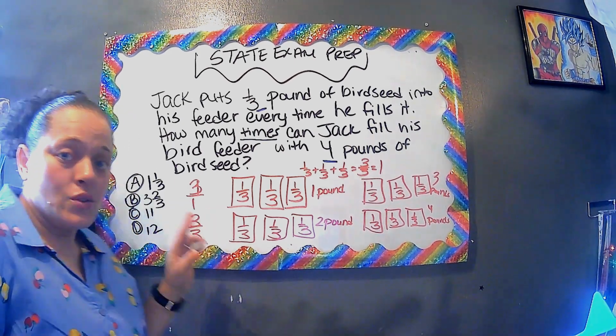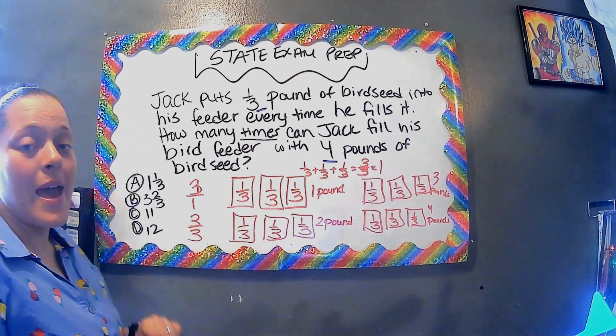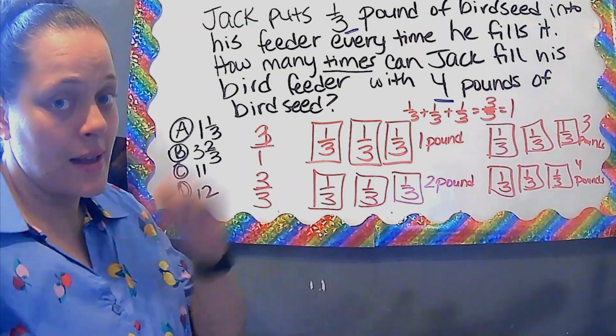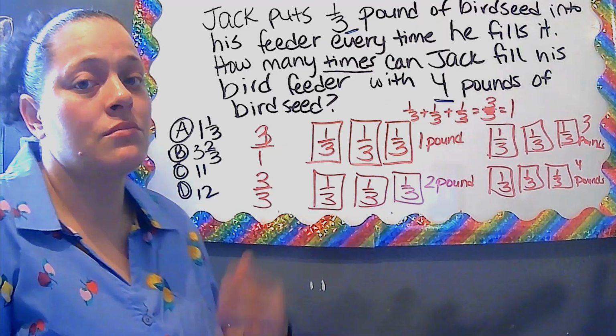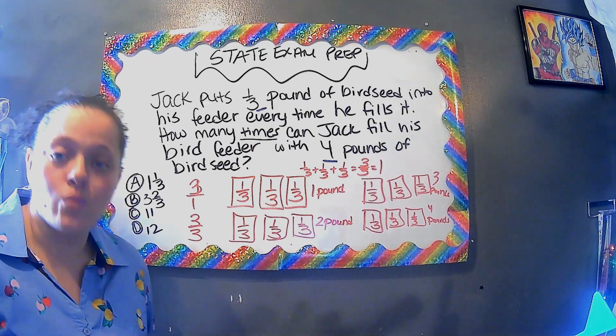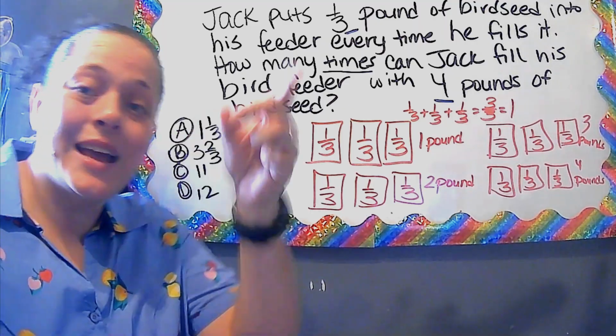And let's go back to our answer choices, right? So we have A, which is 1 1/3, that's a no. B is 3 2/3, that's a no. C is 11, that's a no. And then D, we have 12. That is our answer. Ding, ding, ding, ding.